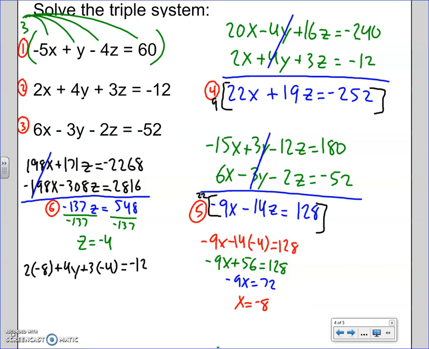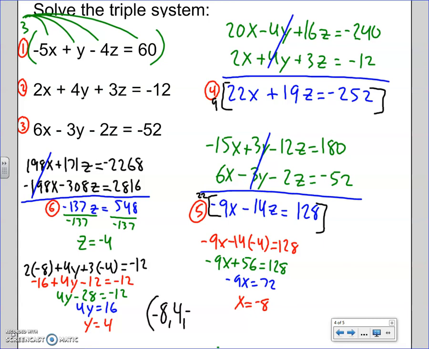I just simplify. That's negative 16 plus 4y minus 12 equals negative 12. Combine like terms. So that gives me 4y minus 28 equals negative 12. I'm going to add 28 to both sides. 4y equals 16. Then I'm going to divide. y equals 4. So we found x, y, and z. Combine them all together for a single coordinate. So x was negative 8, y is 4, z is negative 4.